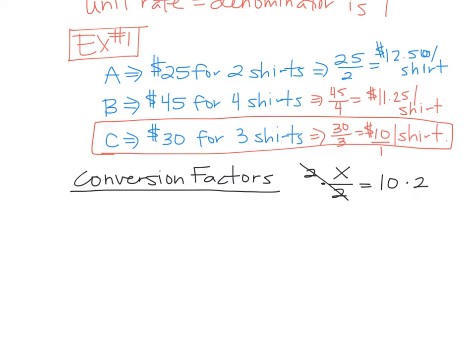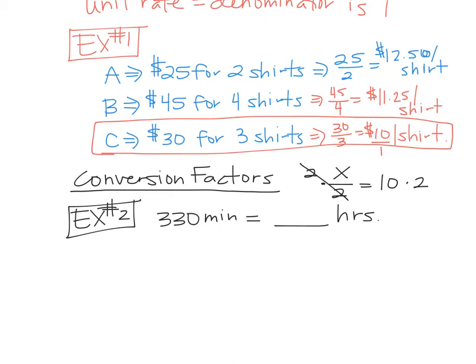We're doing something similar to that today, but instead of the numbers having to match up, it's the units that have to match up, okay? So here's what we're doing. This is example 2. If I say I have 330 minutes, and I want to know that equals how many hours? Okay, so that's what your problem is going to look like. 330 minutes equals blank hours. Well, we have to convert minutes into hours. And we need something that's equal to 1 to multiply by.